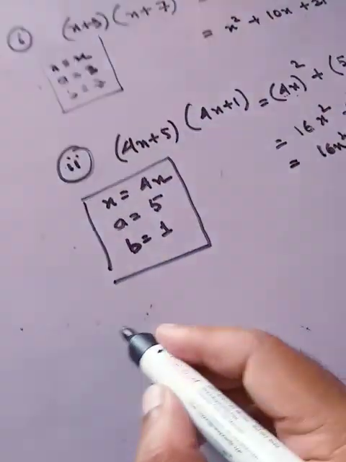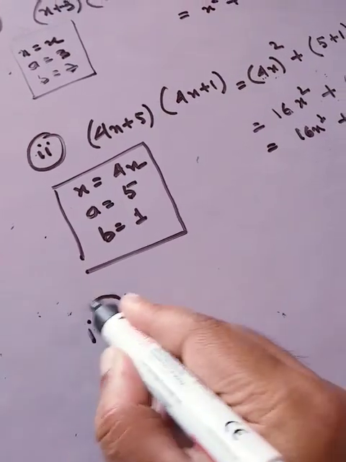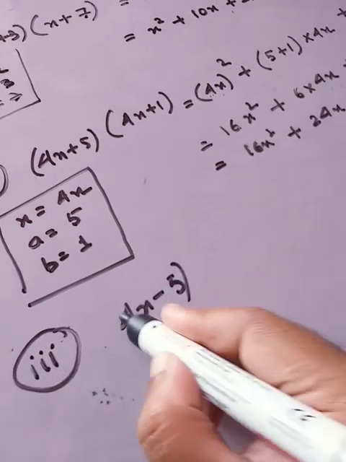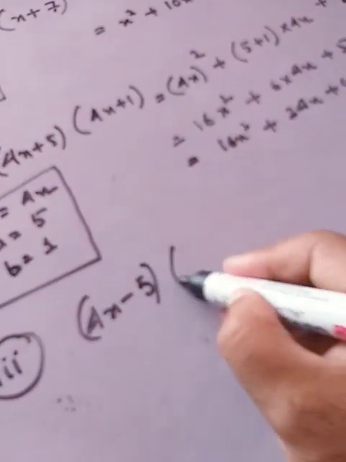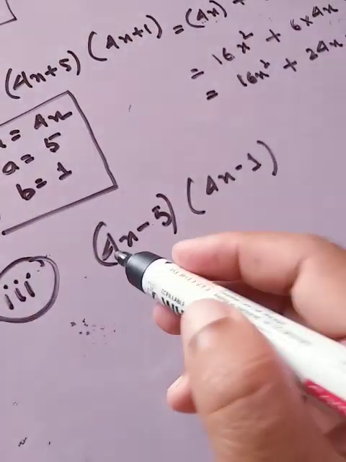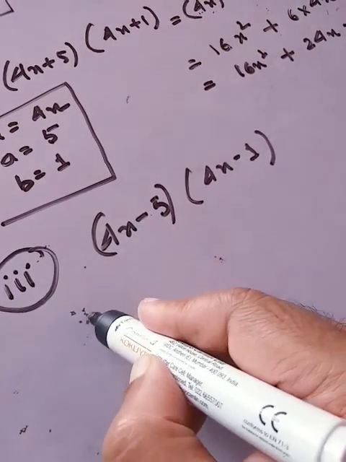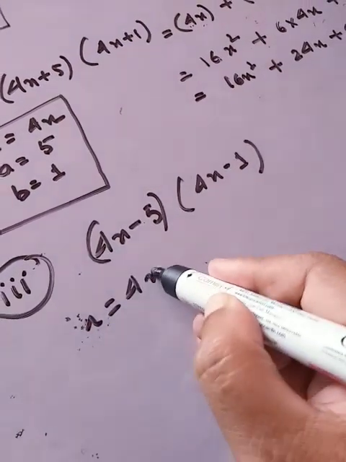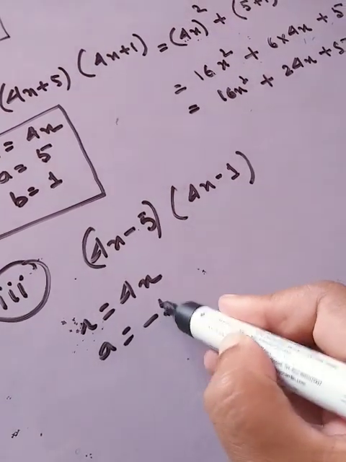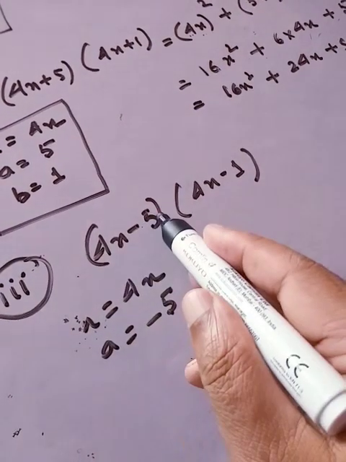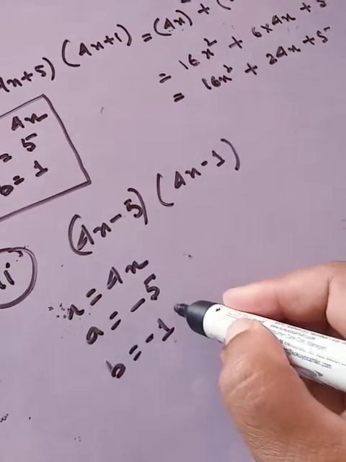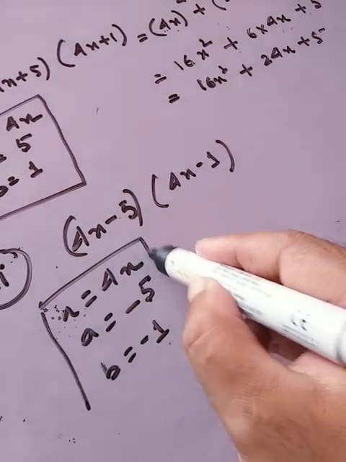Okay, now let's see what is sum number 3. Sum number 3 is (4x minus 5)(4x minus 1). Now if you see the minus sign is there, what you will do? First of all let us decide what is there in place of x. X is 4x. Now a is in minus form, so with sign you will write. So a is minus 5 and b is also carrying minus, so you write b equals minus 1. Be careful with this. Okay students, with sign you have to write.